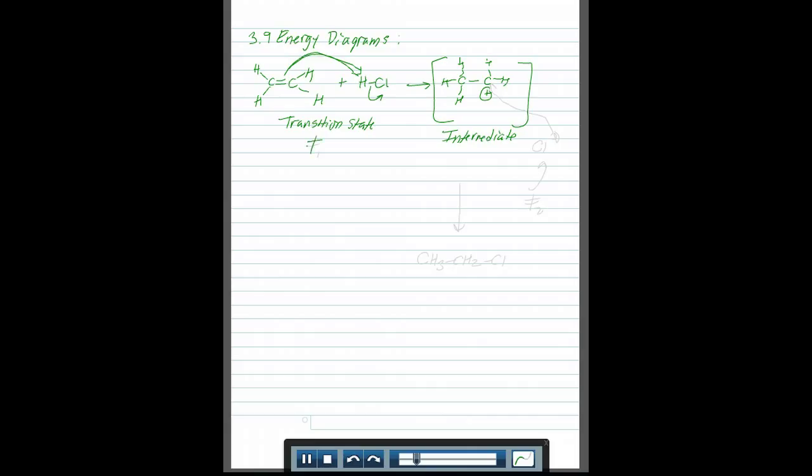So they call it T1. It's kind of a T with two crosses. So that's transition state 1. This is our intermediate. When your chlorine now attacks your carbon, that's transition state 2, and you form your final product, CH3CH2Cl.